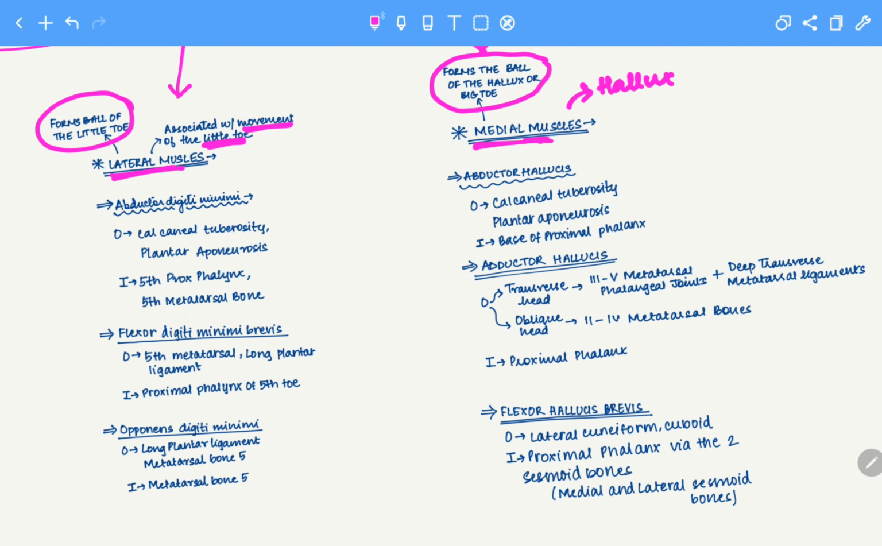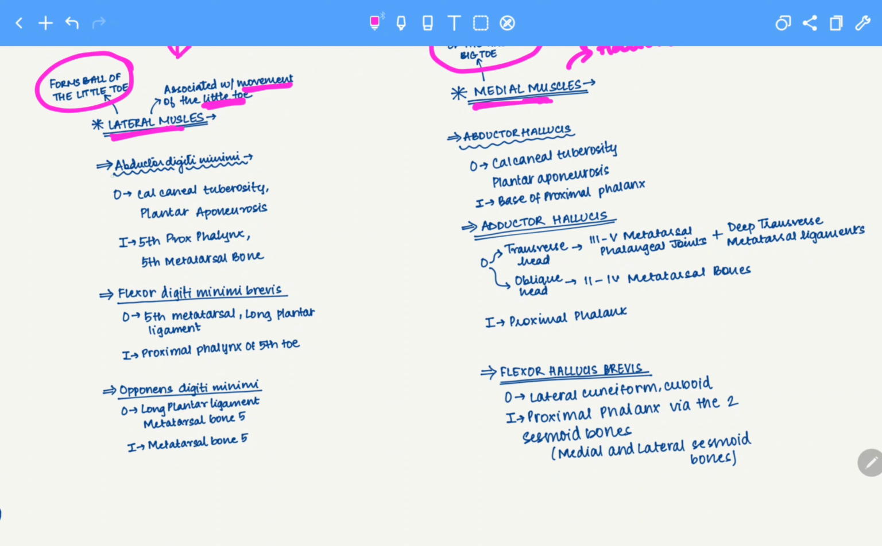Let's look at the lateral and medial muscles now. So as we notice, first muscle is abductor. We have the abductor digiti minimi and the abductor hallucis. Next, we have the flexor digiti minimi brevis and the flexor hallucis brevis. And finally, we have the muscles that do not match, which are the opponens digiti minimi and the adductor hallucis. So let's talk about the abductor muscles first.